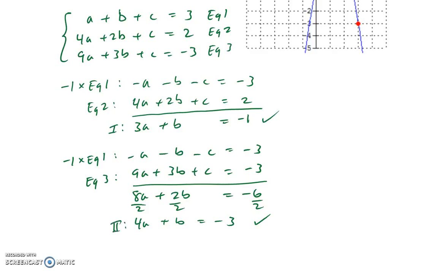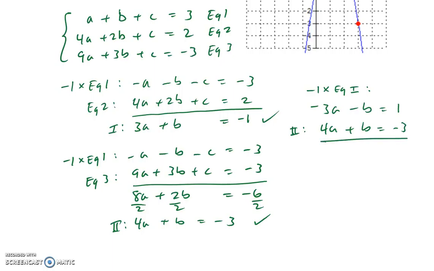So let's take equation Roman numeral 1 and multiply it by -1. I'm not giving myself enough space here, but I'll just put it below here. So what that would give me is minus 3a minus b equals +1. And then I'll just take Roman numeral 2 and leave it alone. 4a plus b equals -3.